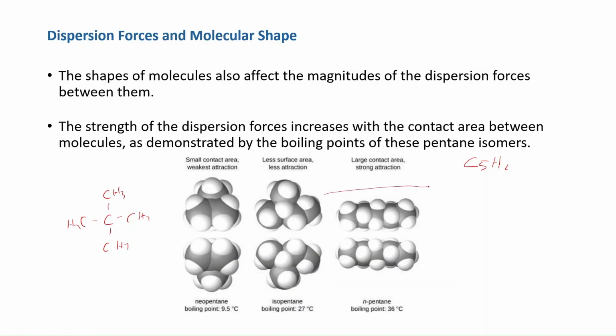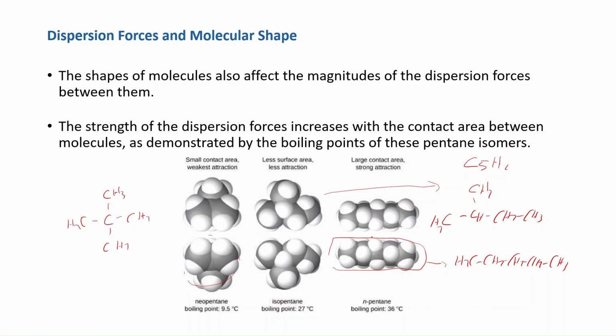Isopentane, and I'm going to put it in here where I have room, has CH3, CH3, CH, CH2, CH3. So it's a little bit less rounded. And n-pentane is completely linear: CH3, CH2, CH2, CH2, CH3. So you can see how you go from an almost round molecule to a linear molecule.